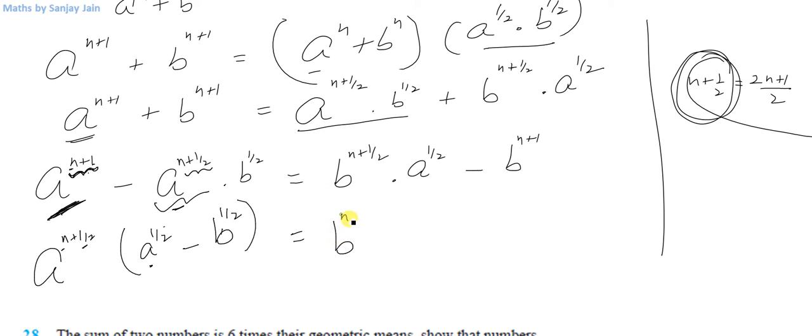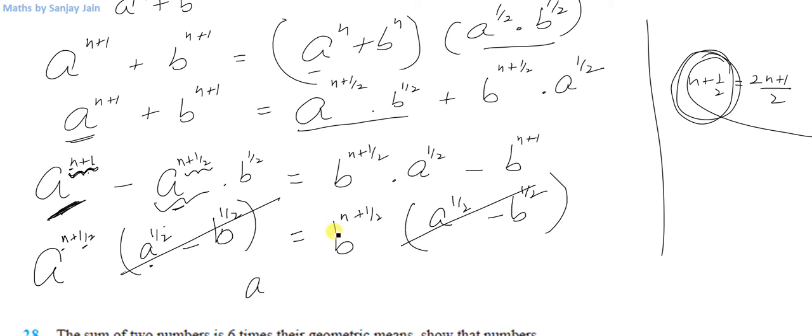If I take b raised to power n plus half outside, this will be a raised to power half minus b raised to power half. And a and b are two different numbers, so we can cancel these out. And these powers are same, right? So I can write it like this: a by b raised to power n plus 1 by 2. And obviously this cannot be equal to 0. Okay, so the b cannot be equal to 0.